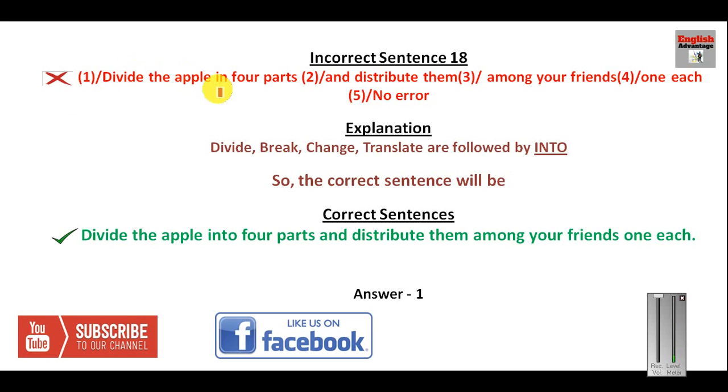Divide the apple in 4 parts and distribute them among your friends. When you divide something, there is a slight movement, because different parts go in different directions. So to indicate the movement, you have to say "into," not "in." Divide, break, change, translate are followed by "into," because there is a movement involved. So divide the apple into 4 parts. This will be your answer, answer 1.